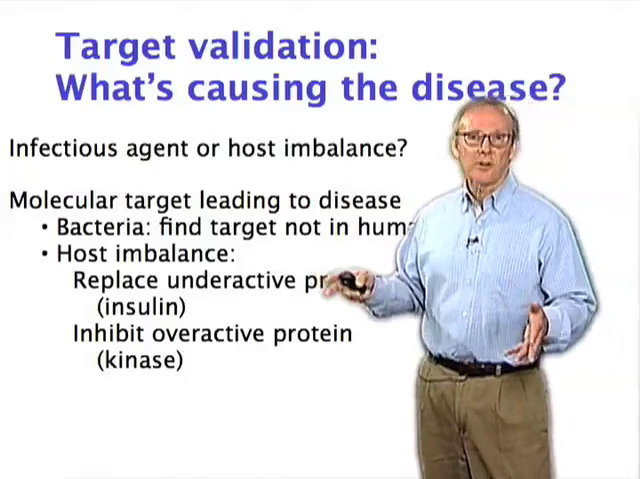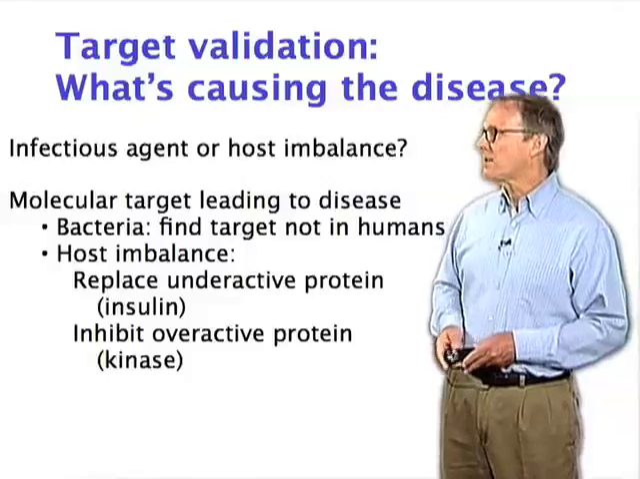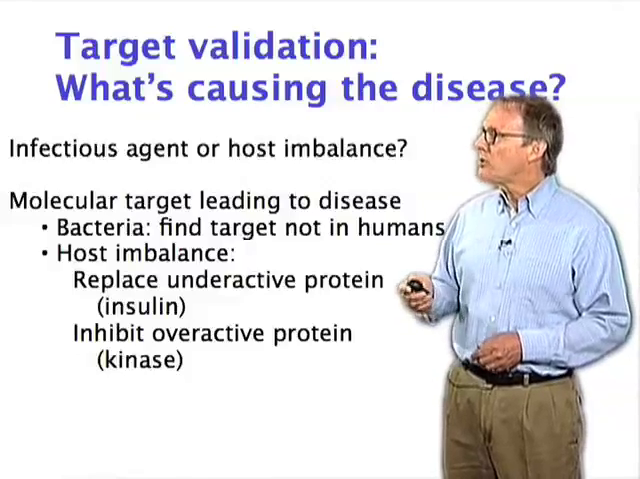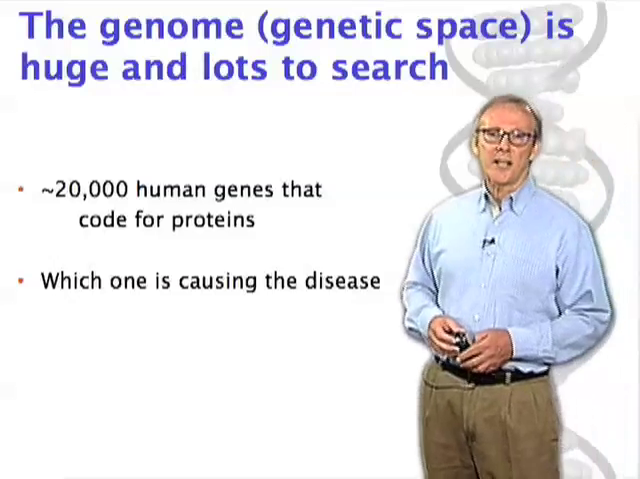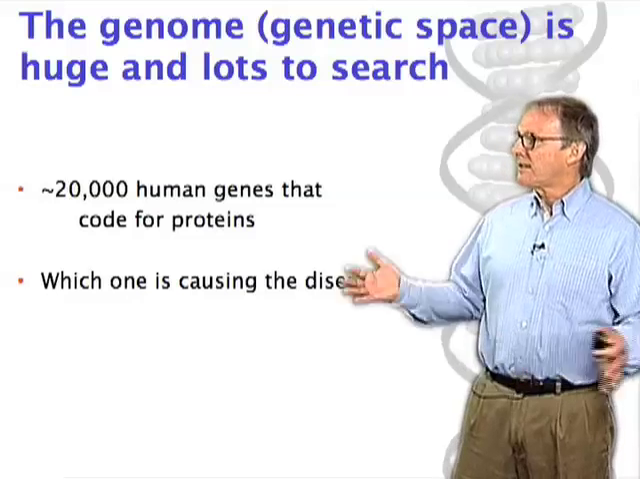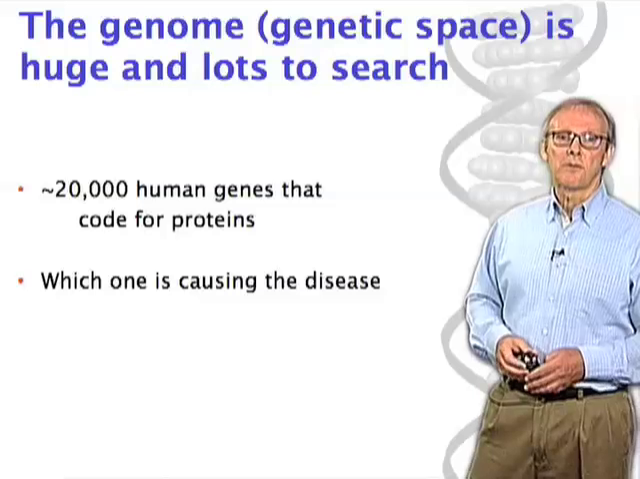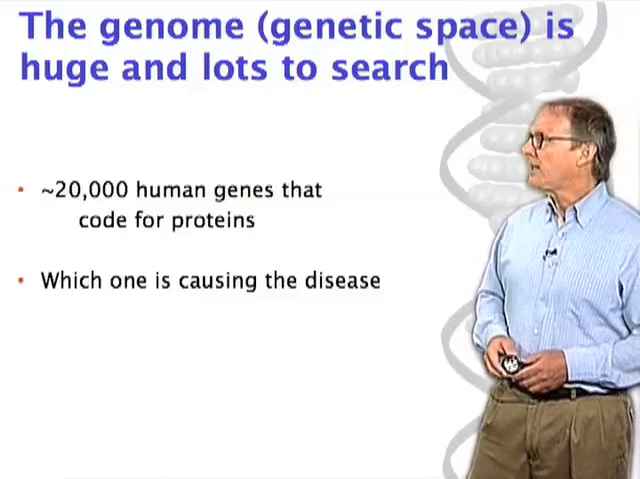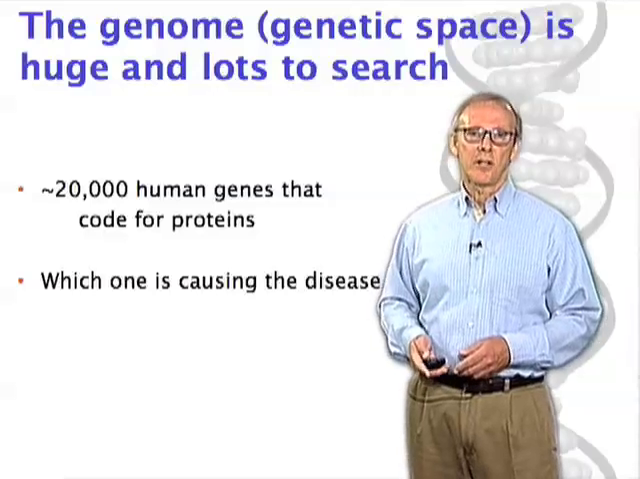Okay, that is just sort of a very skimmed view of this process, but just to give you a sense, once you have identified the target, this target process can be very complex. So the human genome is vast. There's some 20,000 genes that code for proteins, and finding exactly which one is causing the disease can be challenging.